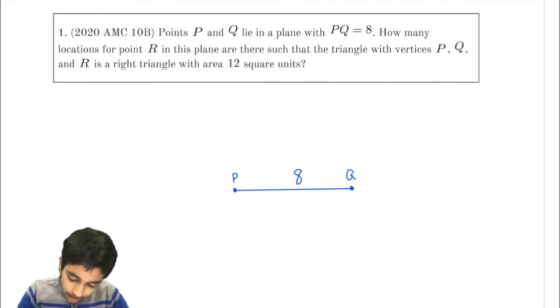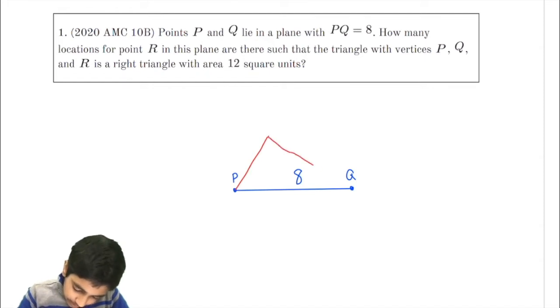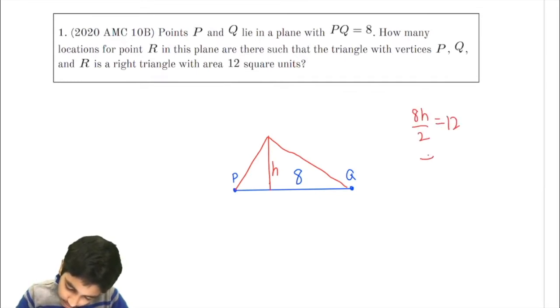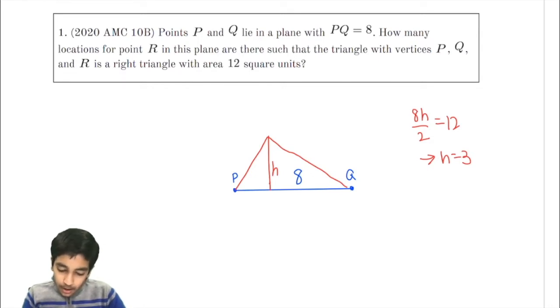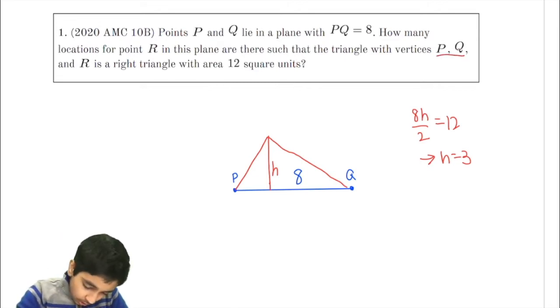Okay, so here's how I like to think about it. If you have a triangle with an area of 12 square units, then let's call the height of the triangle H. Then we know that 8 times H divided by 2 is equal to 12, or that H is equal to 3, right? Okay, so now we know the height of this triangle is 3. What other information do we know? We know that PQR is a right triangle.